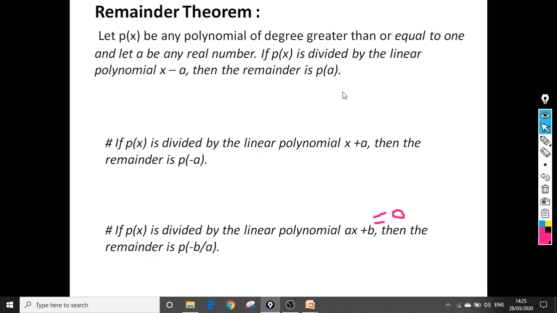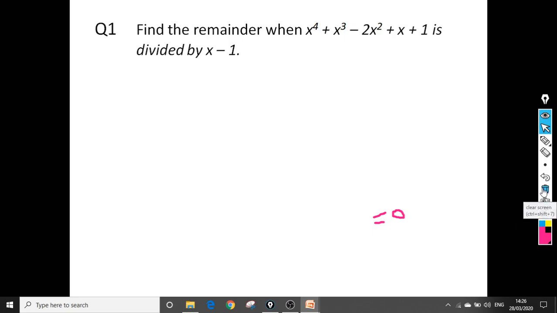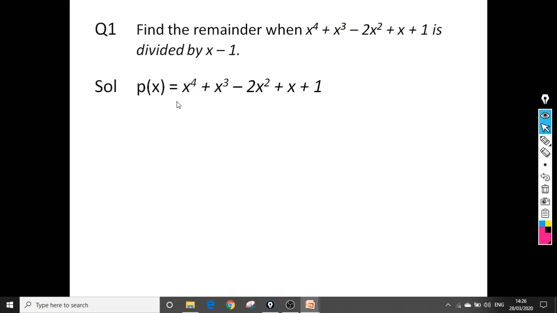We are going to discuss a variety of questions on the remainder theorem. Let us try certain questions. This is the first question we have to discuss. In this case, we have to find the remainder if this polynomial is divided by x minus 1. Let us start this problem. In the first step, we will consider this given polynomial as p of x, because the variable is x, so we are writing here p of x.